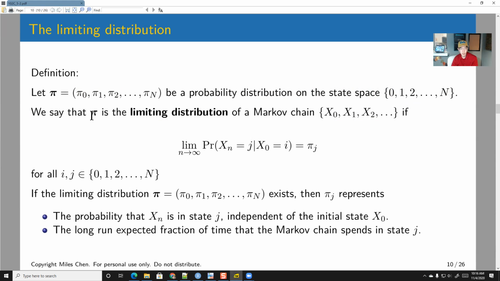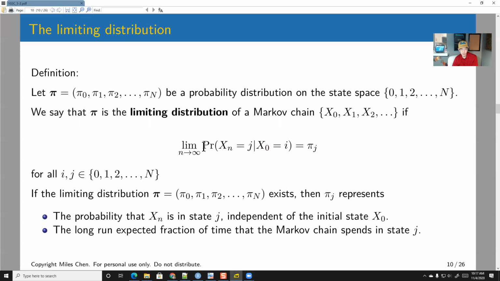Okay, and we're going to say that pi is the limiting distribution of the Markov chain if this notion is true: the probability that x at time n is equal to j is going to be pi sub j, no matter what state we were in at the initial step, x at time 0. Eventually, at some point in the future, it's going to just be pi sub j. It doesn't matter what our initial state was.